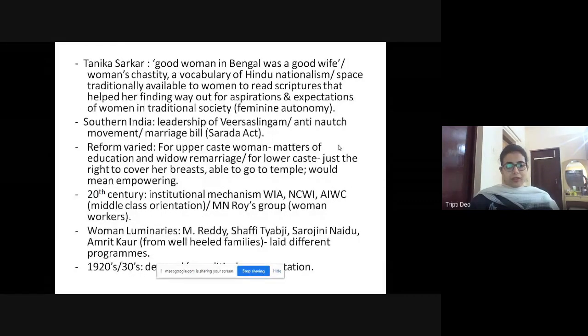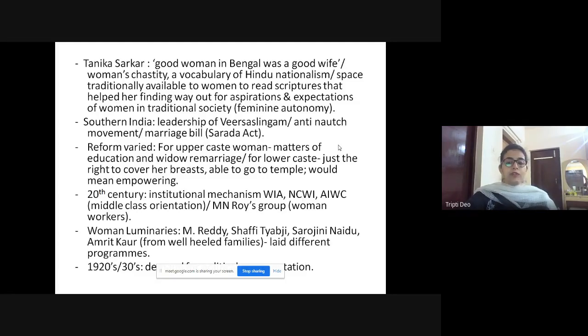Tanika Sarkar, another very famous modern historian who has worked on Bengal, says that the good woman in Bengal was a good wife. Women's chastity was a vocabulary of Hindu nationalism. So a woman's chastity, her purity, her virginity was more important in the Hindu nationalist debate. There was space traditionally available to women to read scriptures that helped her find a way out for her aspirations and expectations in traditional society. So it is a very interesting study of Tanika Sarkar, where she says that feminine autonomy for a woman in Bengal was when she could read at her own will, reading scriptures and other literature herself, and that helped her find ways of aspiration and expectation. So that was her way of freedom and autonomy. It wasn't about really moving out, but about finding that space within the household where she could think of aspiration and expectation in traditional society.